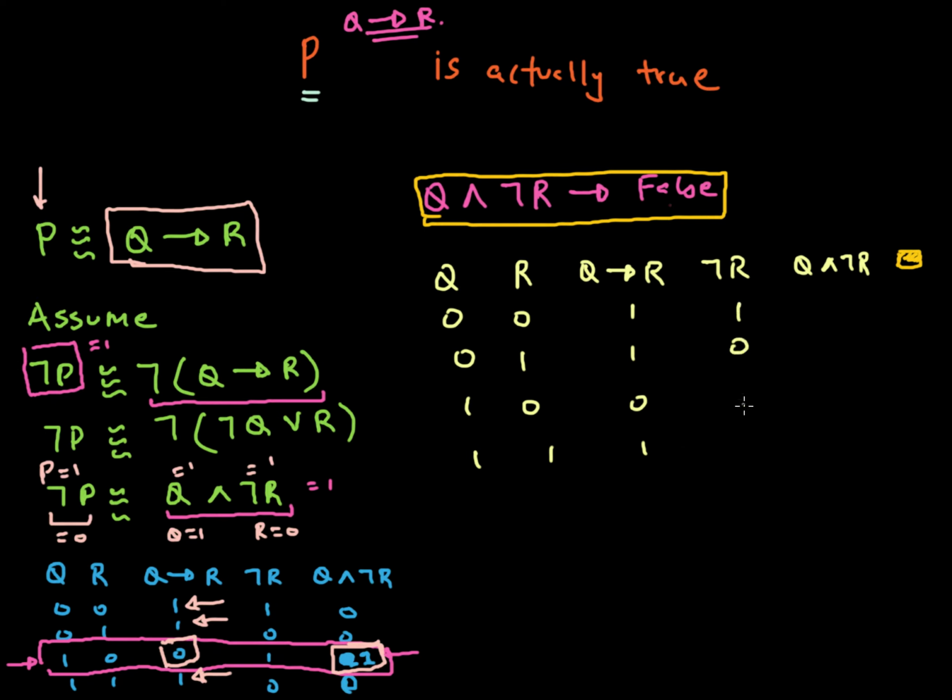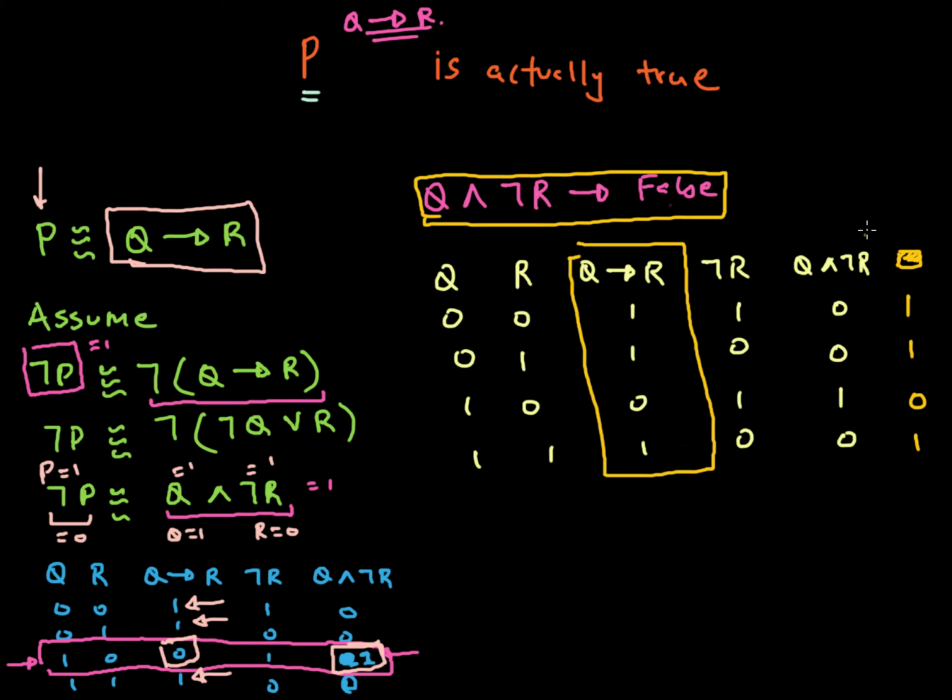Not R gives you 1, 0, 1, 0. For Q and not R, Q is over here, not R is over here. So 0 and 1 gives you 0, 0 and 0 gives 0, 1 and 1 gives you 1, 1 and 0 gives you 0. For this box over here, because my conclusion is always false, then Q and not R leads to false, so this gives you 1, 1, and 1 and 0 gives you 0, 0 and 0 also gives you 1. So concentrate on this column here and this column over here.